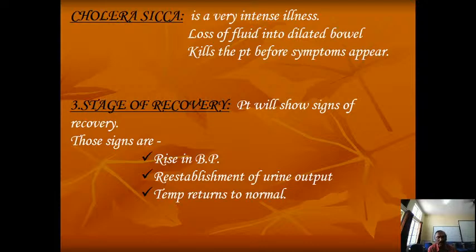Cholera sicca. Now cholera sicca is an intense illness where there is loss of fluid into a dilated bowel, and the patient is not yet evacuated but it kills the patient before the symptoms appear. So this is a severe acute form of cholera.